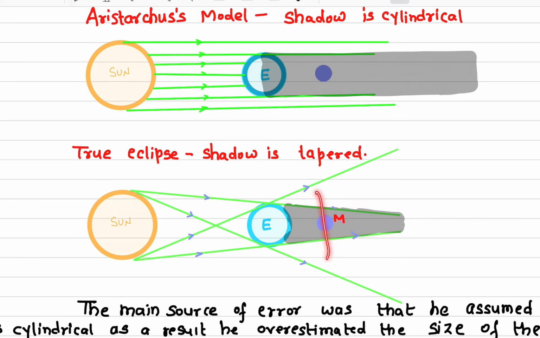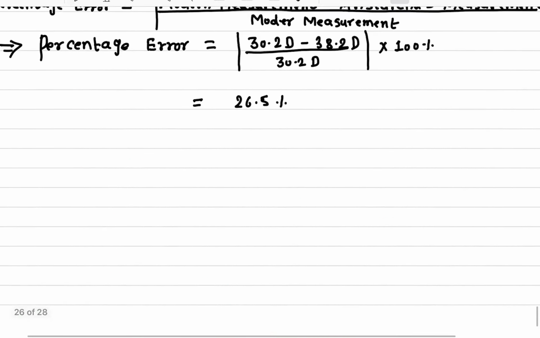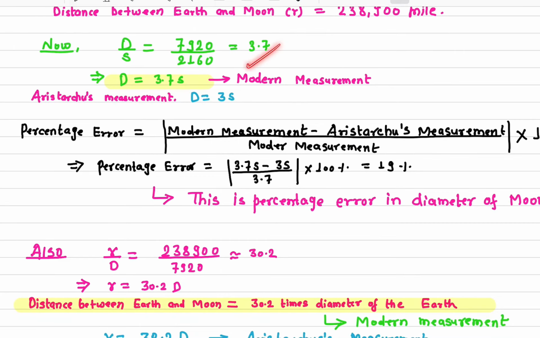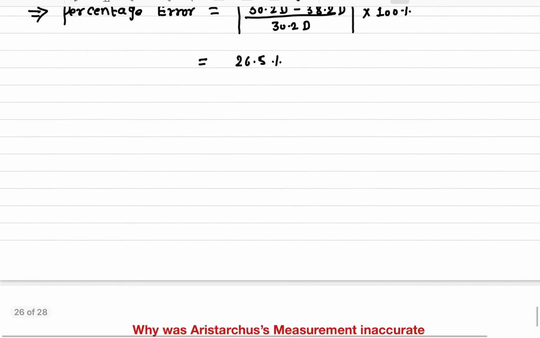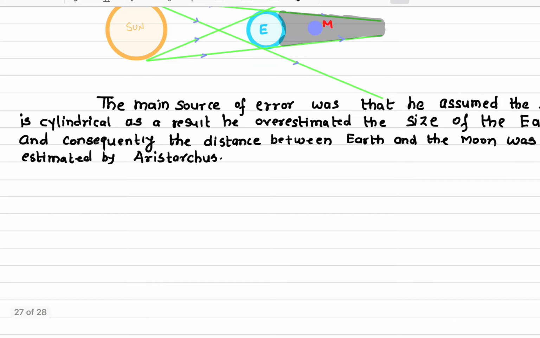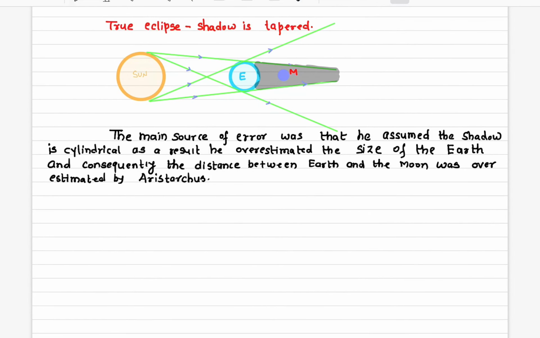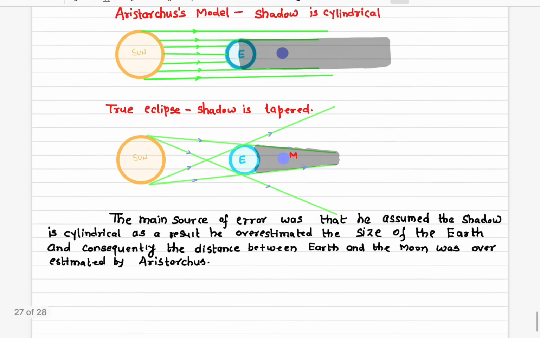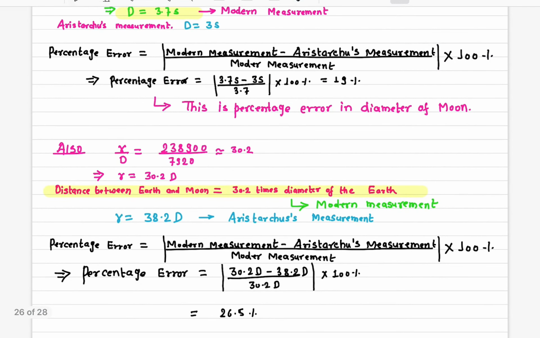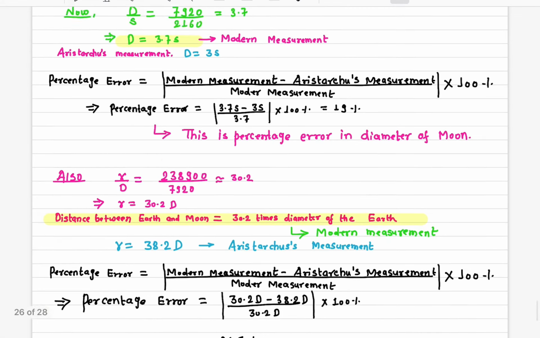So if we take this into account, then you should be able to calculate the modern values. But in spite of that, we must appreciate that at the time he did this calculation with very simple observations, and although it was about 19% and 26.5% off, his process was quite fantastic.